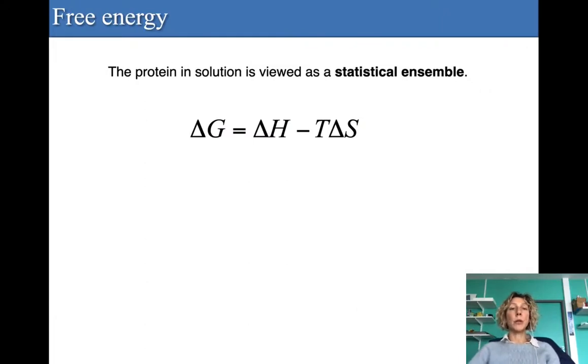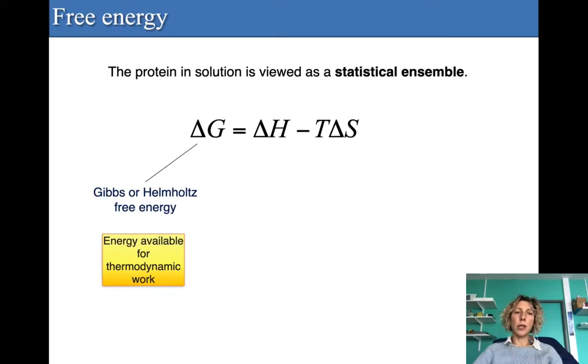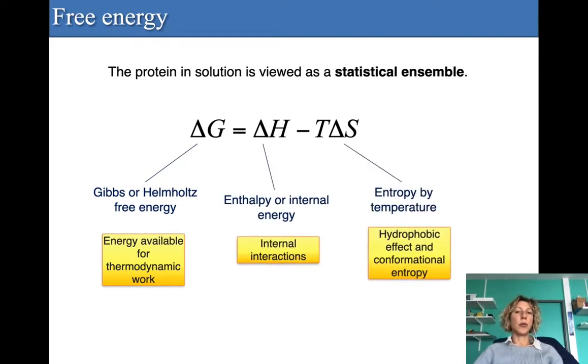So the protein solution is viewed as a statistical ensemble. So here you have the basic formulation for the free energy, Gibbs free energy, which is a difference between the enthalpy of the system and the entropic contribution. So the enthalpic term corresponds to internal interactions, and the entropic contribution corresponds to the hydrophobic effect and also the conformational entropies, so meaning the disorder, the content of a variation in the shape.